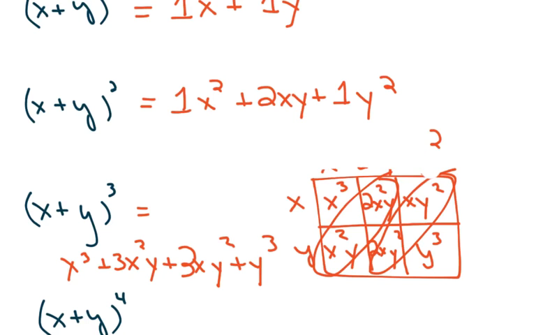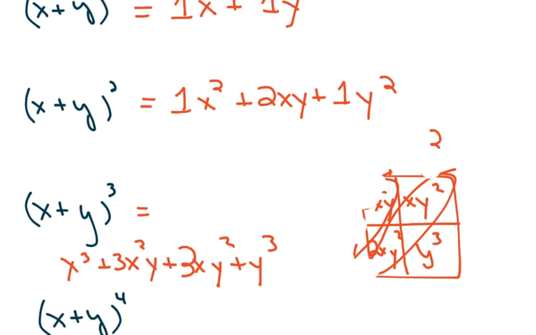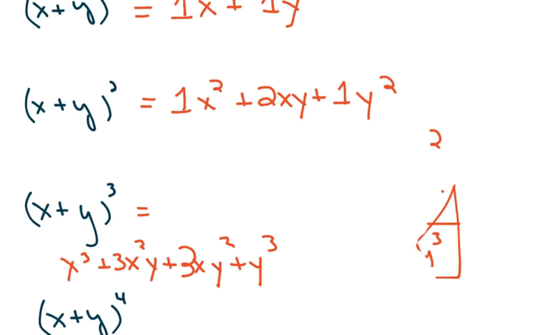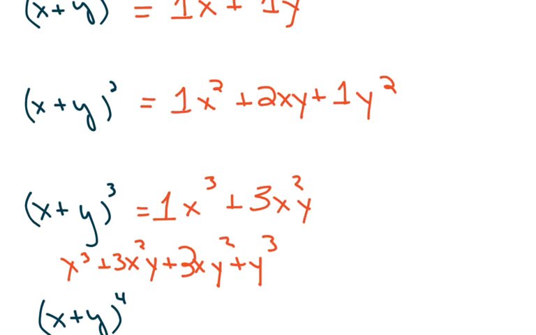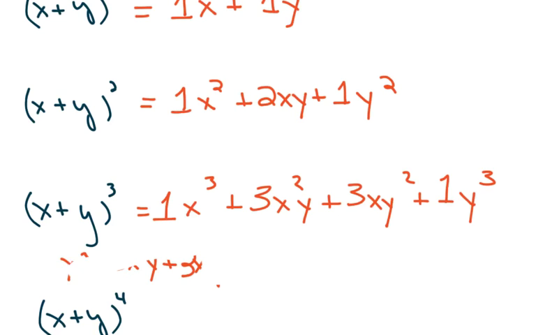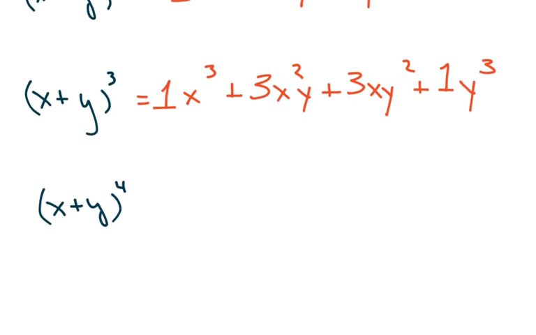Now I'm going to erase this box so I can write the answer a little bit nicer. All right, so we have 1x cubed plus 3x squared y plus 3xy squared plus 1y cubed. All right, we're only going to do this one more time. We're going to find x plus y to the fourth.